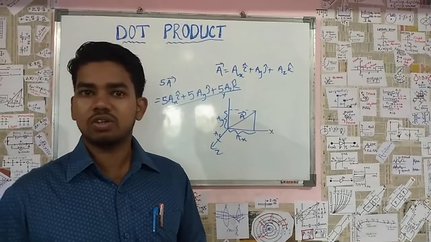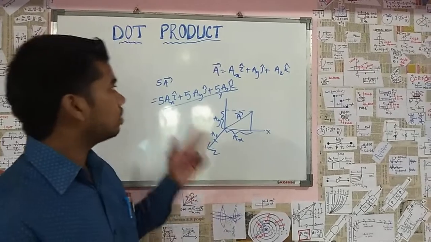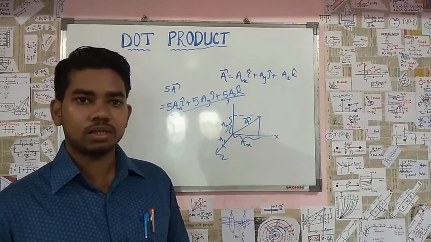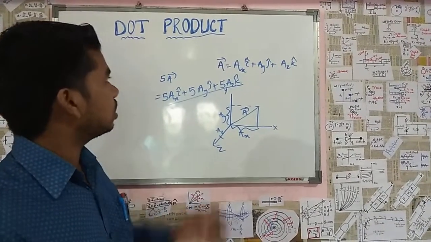But if we multiply a vector with a vector, then there are some rules, and there are two methods to multiply vectors. So what are these two methods? One method is the dot product or scalar product of vectors. So let us study the dot product.